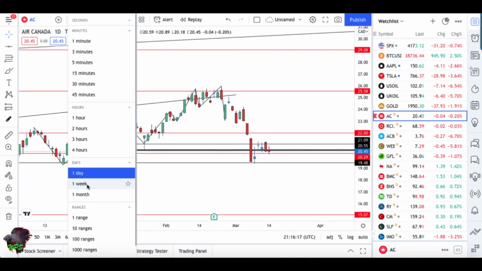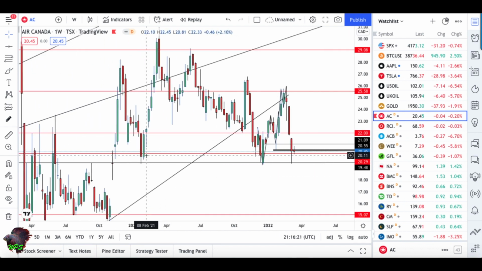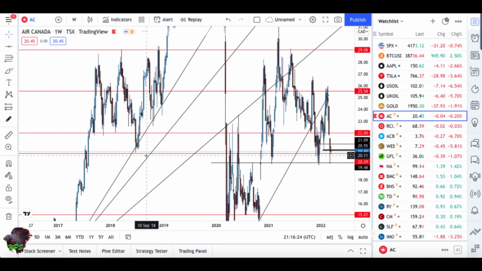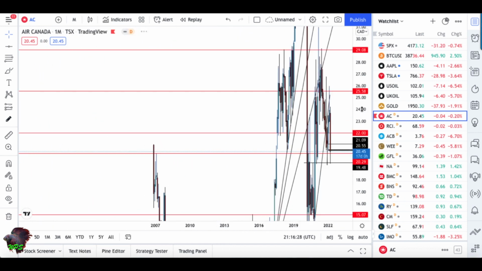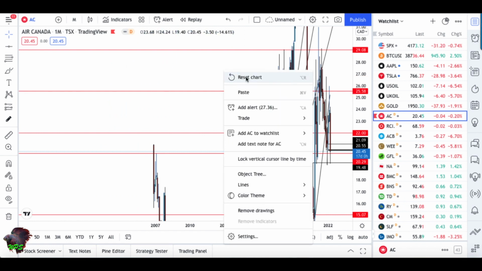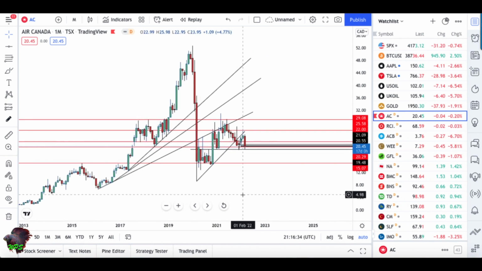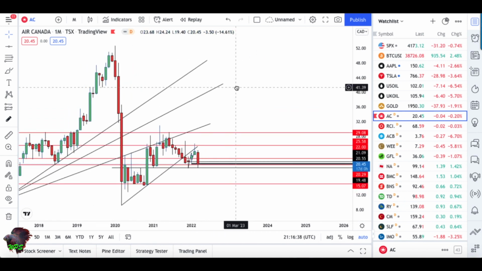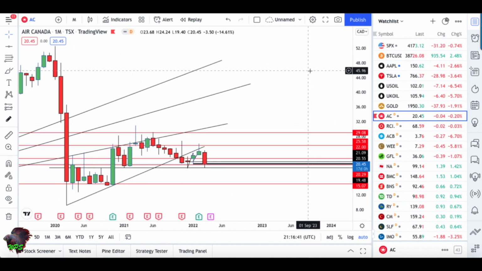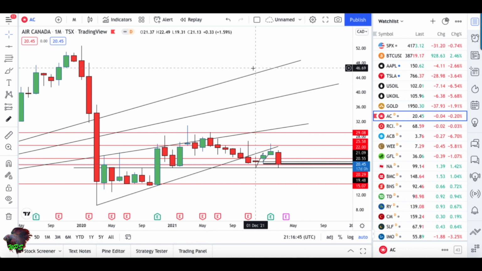Let's take a look at the bigger picture here on the weekly chart. I just want to show you something here, okay? Very important. Okay, so let's do monthly. And let's reset the chart here. Okay, so take a look at this, okay? So if you are looking at this level here, we can see on a monthly chart what I interpreted on a daily chart, because I take my trades off the daily chart.